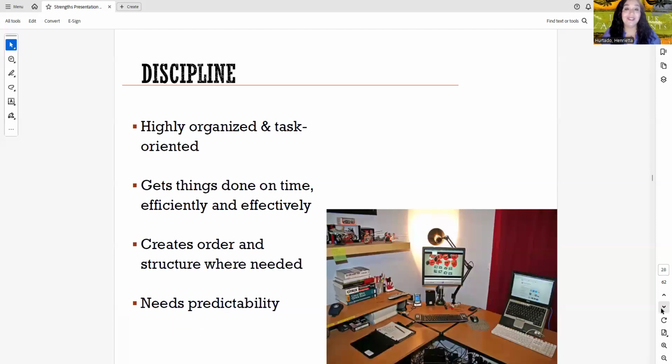Discipline. You are highly organized and task oriented. You get things done on time, efficiently and effectively. Create order and structure where needed, and you need predictability.